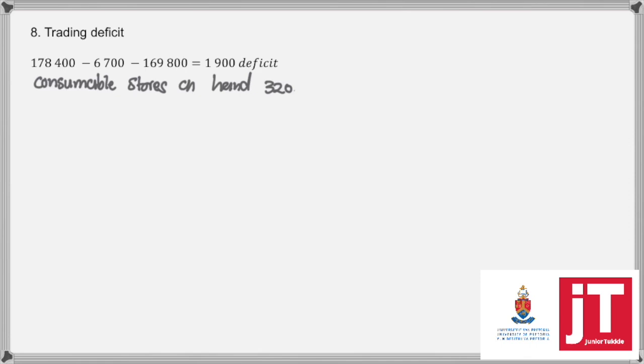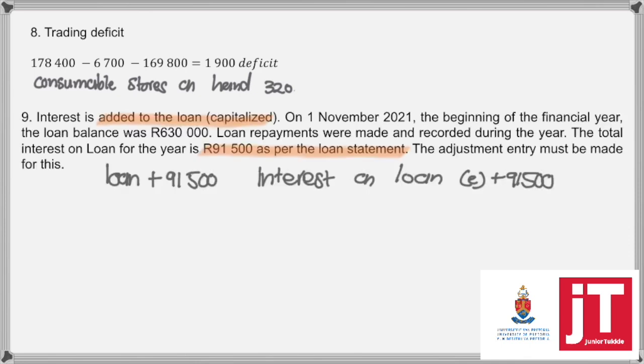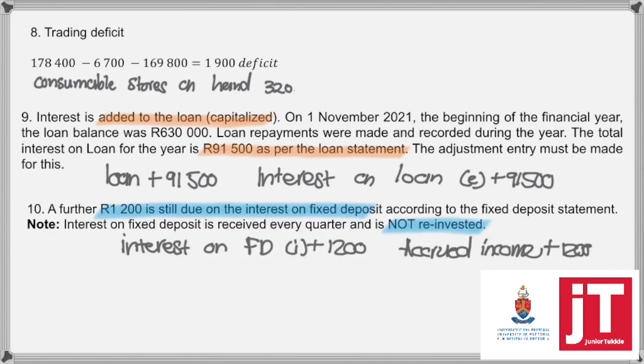Then we have trading stock deficit. We start with an opening balance of 178,400 minus the stolen stock, minus the stock count amount, which gives us a deficit, and part of that is also the consumable stores on hand that we need to record for the current financial year. Number 9, we still need to record interest on loan that is capitalized, so we add it to the loan and we add it to interest on loan. Number 10, we have interest on fixed deposit still due to us, therefore that's an accrued income. Because it's not reinvested, it's accrued income. If they reinvested it, it would have been debiting fixed deposit instead of accrued income.